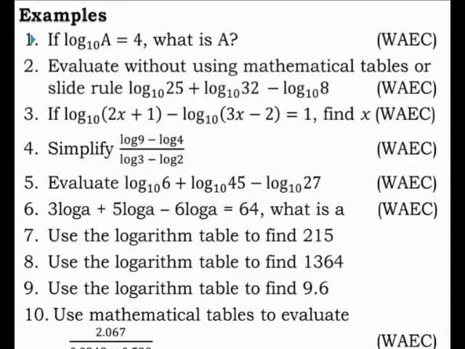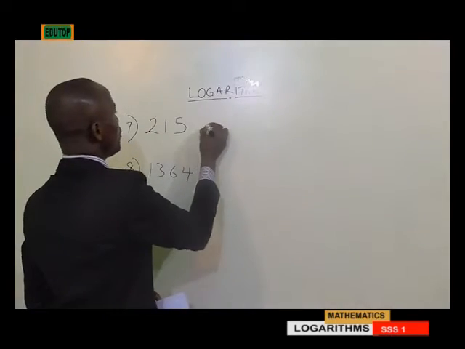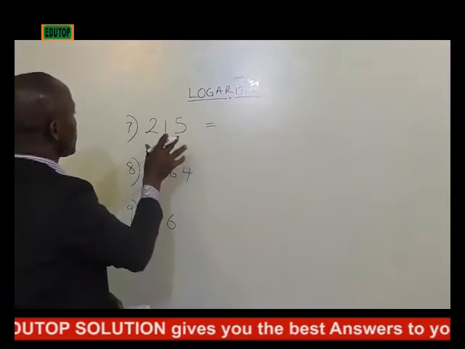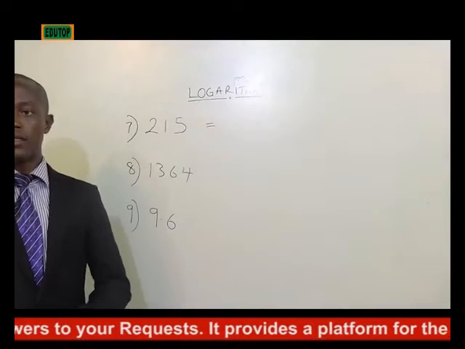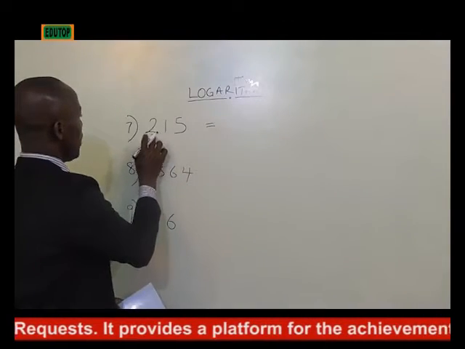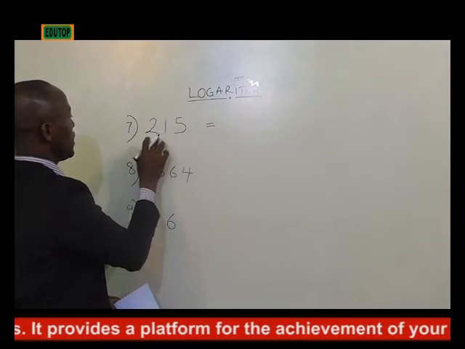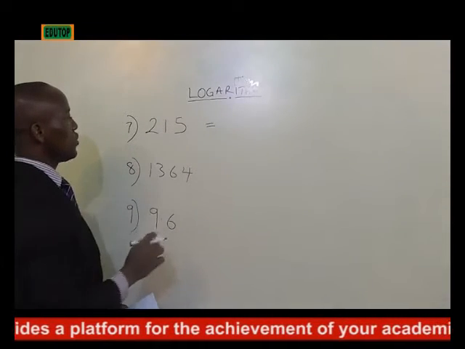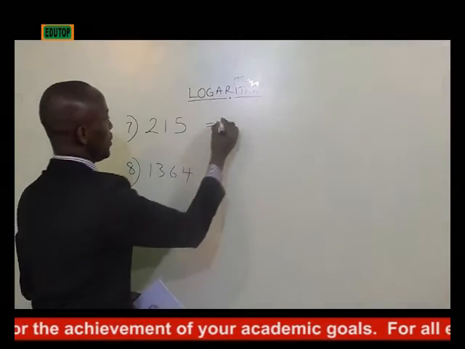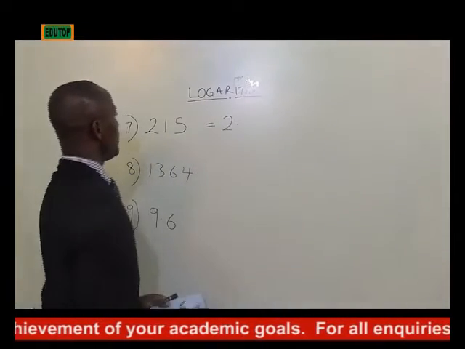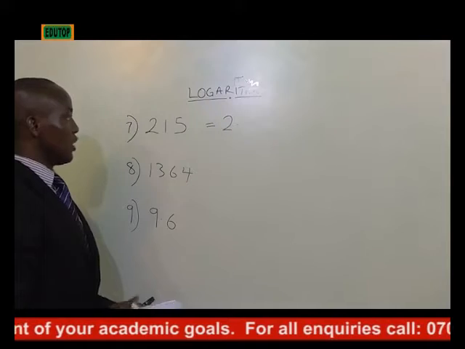215. Now for us to get our integer, that is our characteristic, that will be the number of figures that we are having here. This is 1, 2, 3, minus 1. That's 2. That will be 2 point. Now we've gotten our integer.